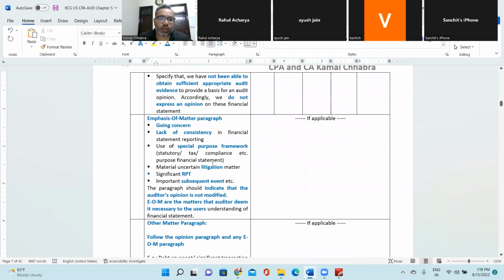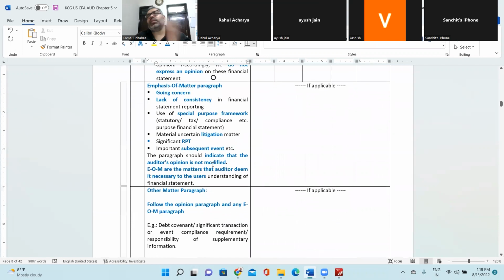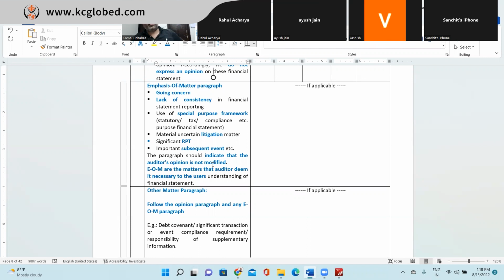Yes, so. Okay. Now coming to the additional paragraphs required on a need basis. First is the emphasis of matter paragraph. Second is the other matter paragraph. And third, which is meant for listed companies, is the critical audit matter, which is also a mandatory kind of paragraph nowadays for issuers, not for non-issuers.